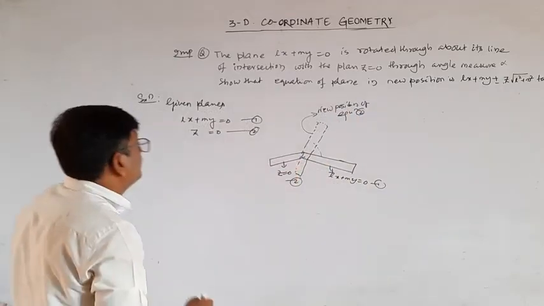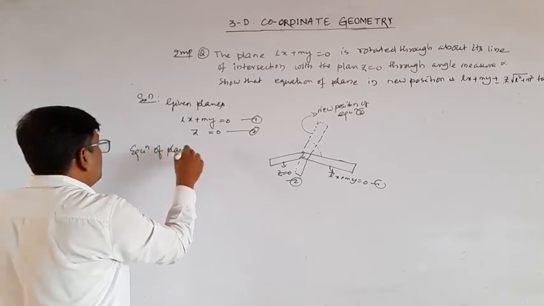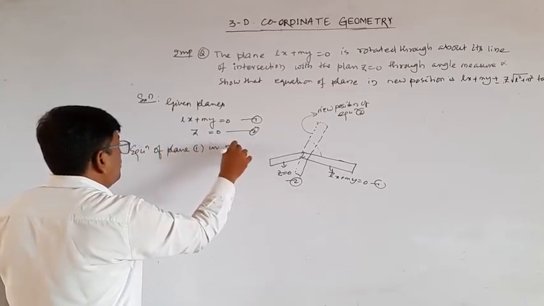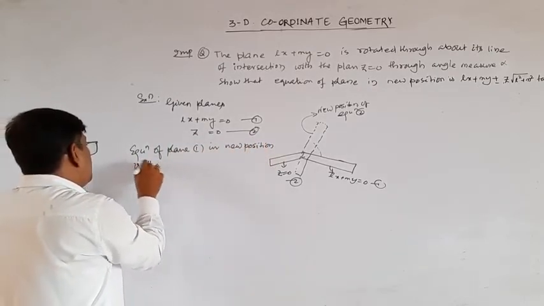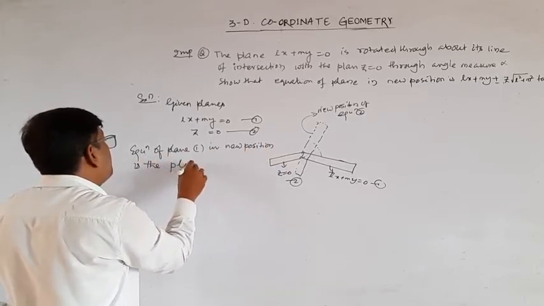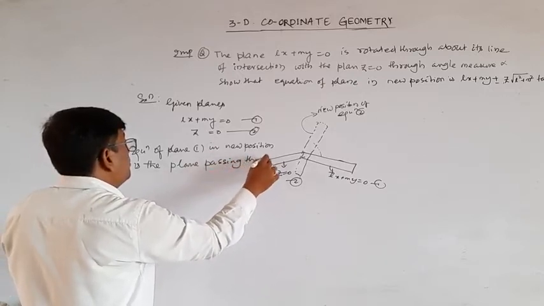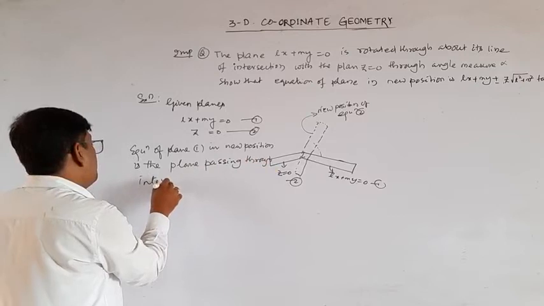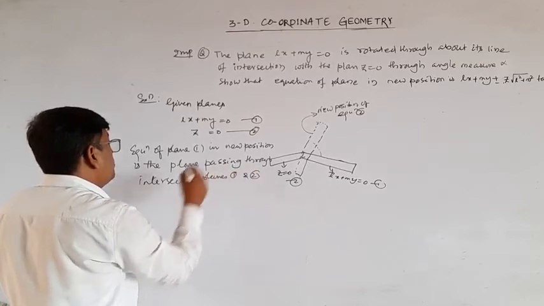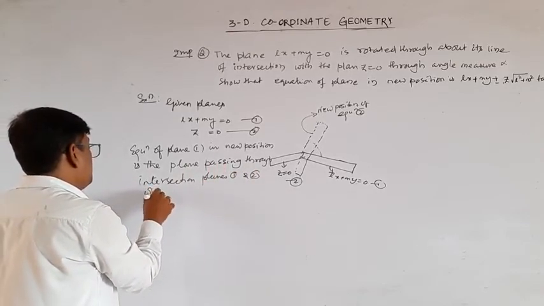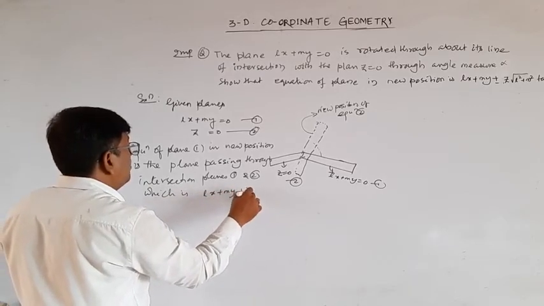Okay, so the equation of plane 1 in the new position is the plane passing through the intersection of planes 1 and 2. So the equation of which is Lx plus My plus lambda Z is equal to 0.